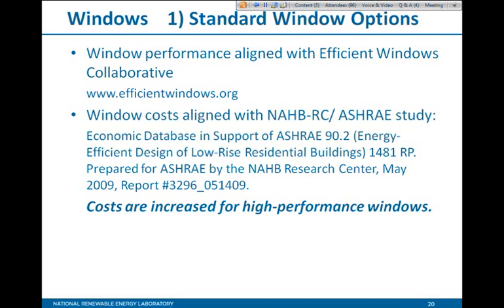We've also updated the cost numbers on Windows according to a study that was conducted by the NAHB Research Council for ASHRAE, dated 2009. So there's the reference if anybody wants to look at the details of that. The result of this is that the cost numbers for the higher performing windows, the highest performing windows, are now a good bit higher than they were in the previous version of BEopt, and all the information we have is that those numbers are more realistic. So we've made that change.